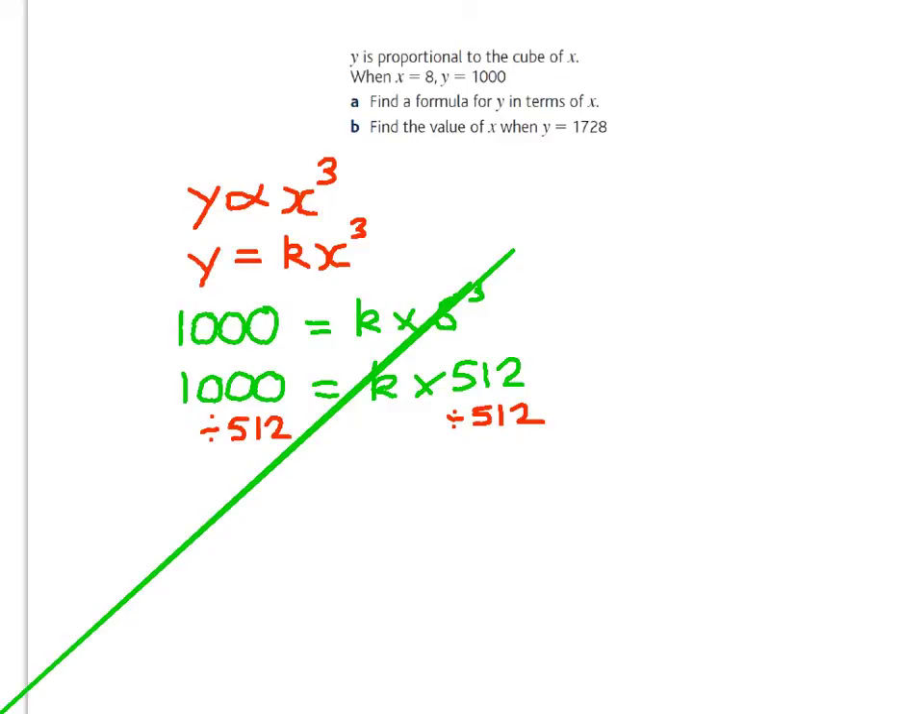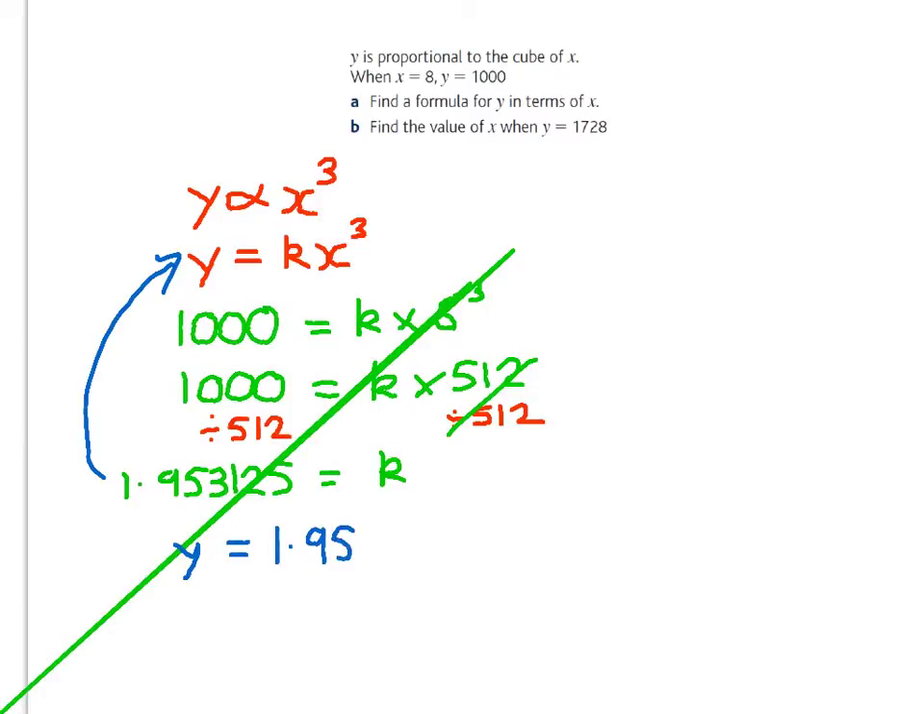As the next line, that leaves me with 1000 divided by 512, which I need a calculator for, and that is 1.953125, which I'm not going to chop off at all. On the right hand side, that just leaves me with k. So again, as soon as I've worked out the value of k, I'm just going to go straight back to the formula I've written there and stick in my value of k. So y equals all this lot times x cubed. So that's my formula done.